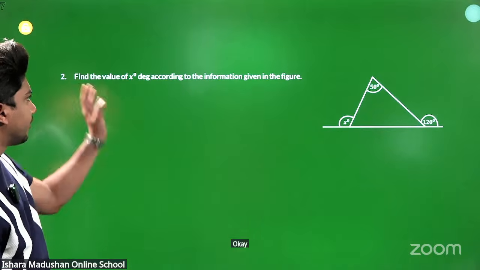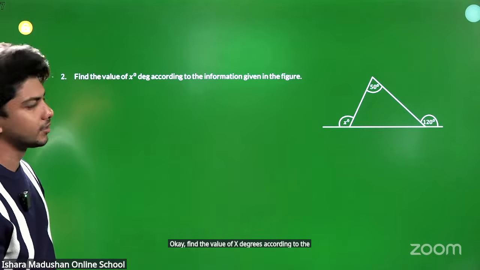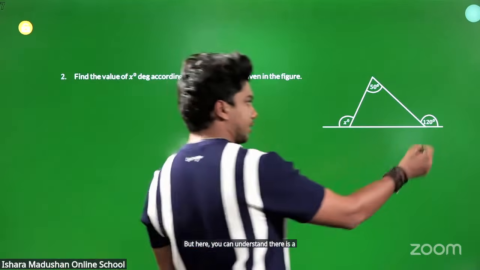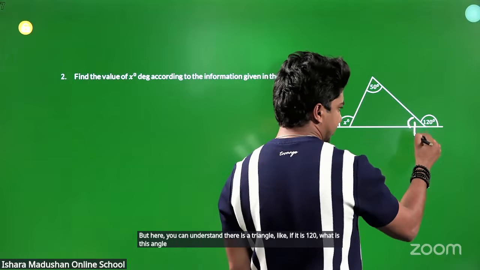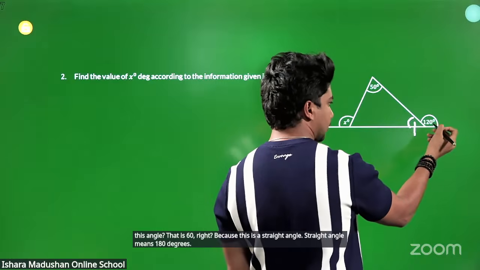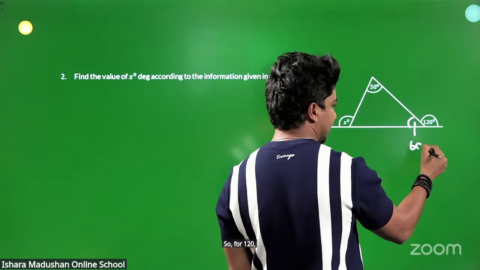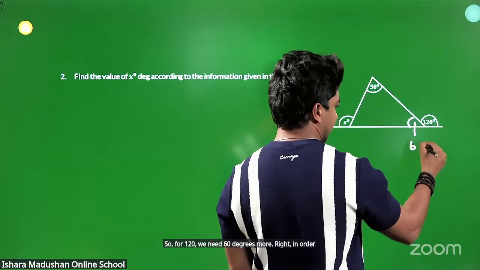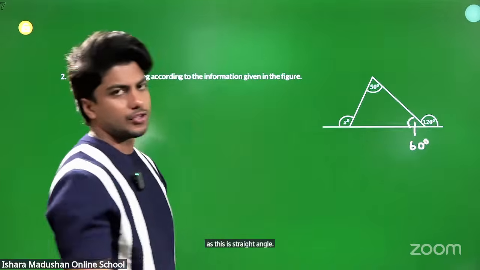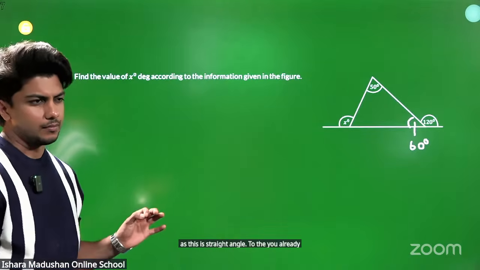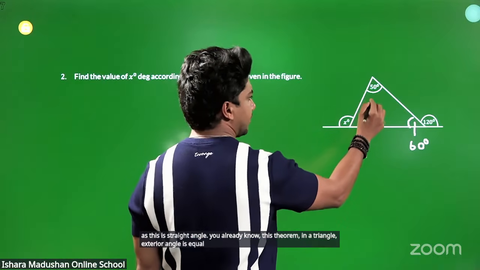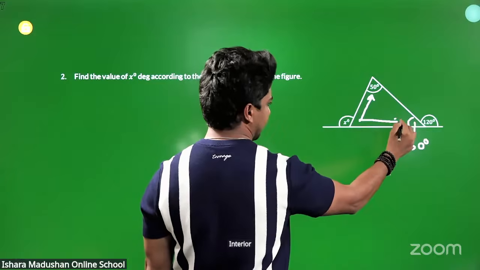Okay, find the value of x degrees according to the information given in the figure. But here you can understand there is a triangle. Like if it is 120, what is this angle? That is 60, right? Because this is a straight angle. Straight angle means 180 degrees. So for 120, we need 60 degrees more, right? In order to complete 180, as this is a straight angle. But you already know this theorem. In a triangle, exterior angle is equal to sum of its interior opposite angles, right?